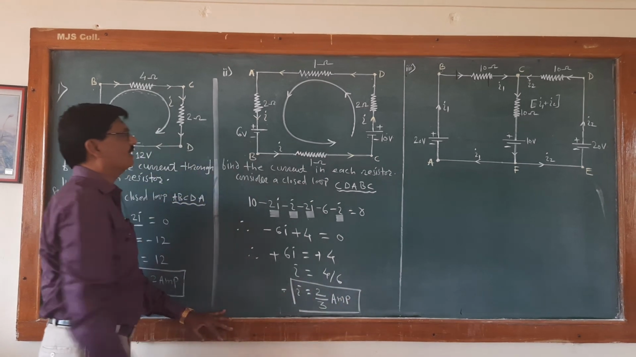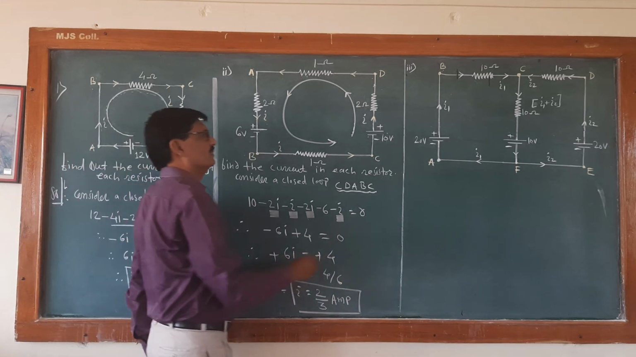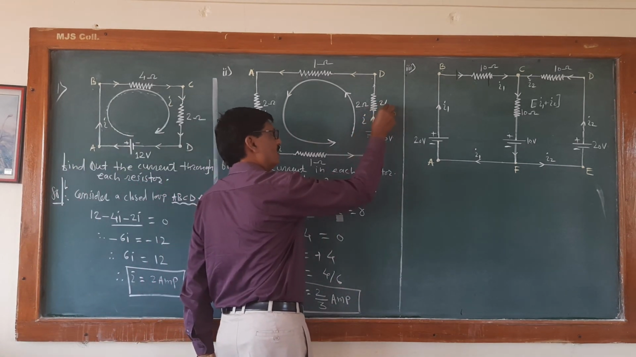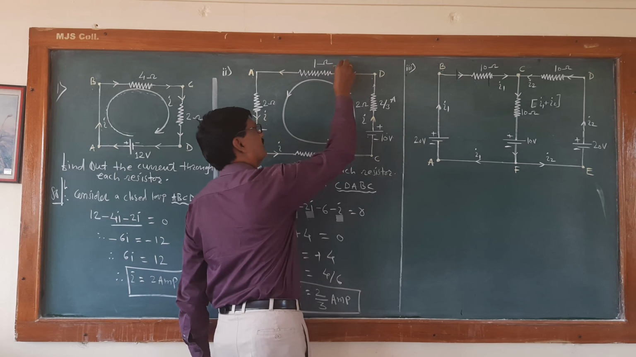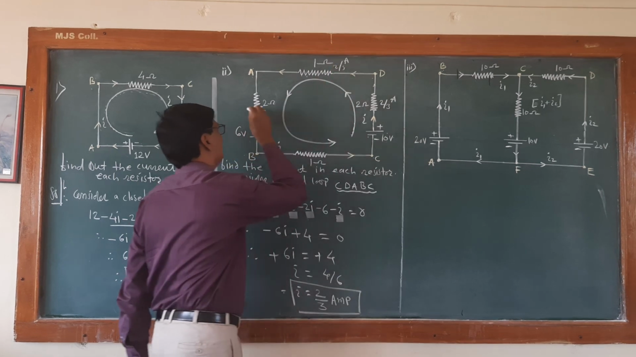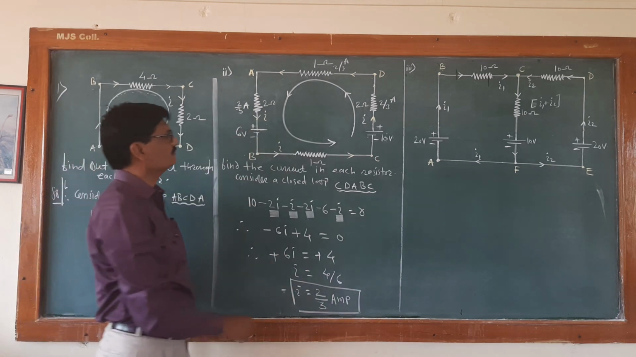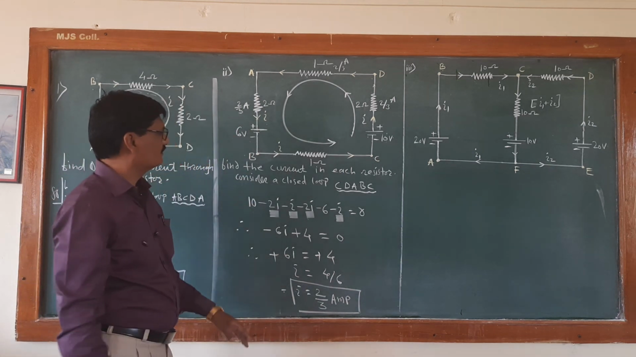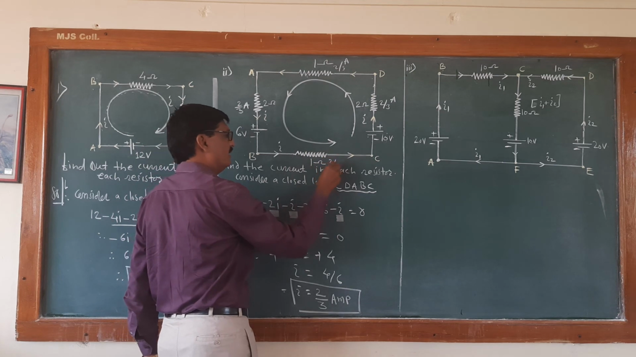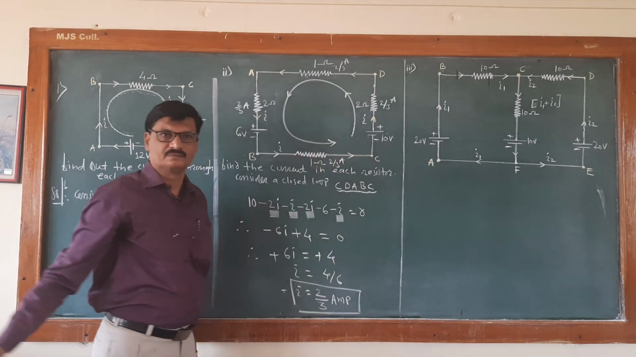Therefore, current flowing through this resistance is 2 by 3 ampere. This is also 2 by 3 ampere, and this is also 2 by 3 ampere. Okay.